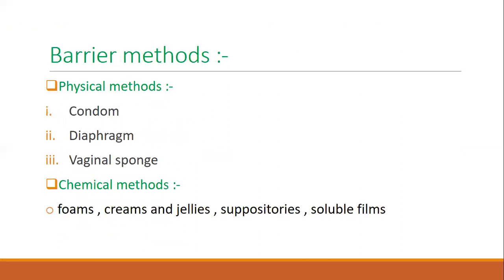Now, barrier methods. The aim of barrier methods is to prevent the live sperm from meeting the ovum. The main advantage is absence of side effects associated with the pill and IUD. They are classified into physical methods and chemical methods. Physical methods contain condom, diaphragm, and vaginal sponge. Chemical methods contain foams, creams, jellies, suppositories, and soluble films.